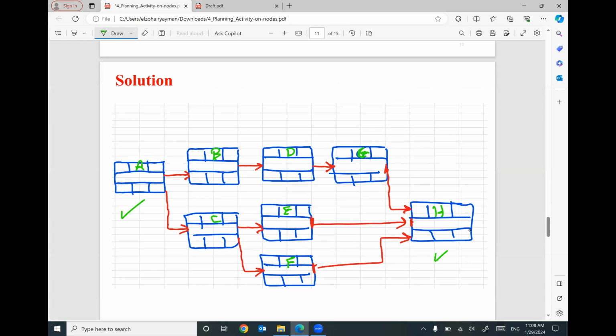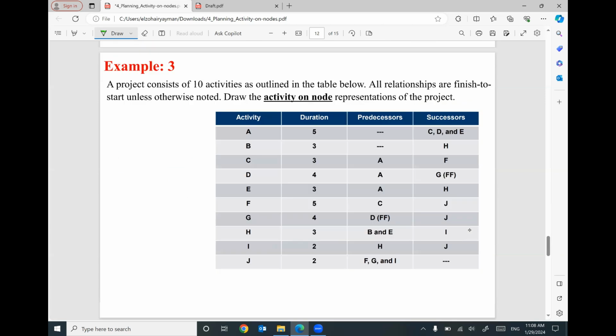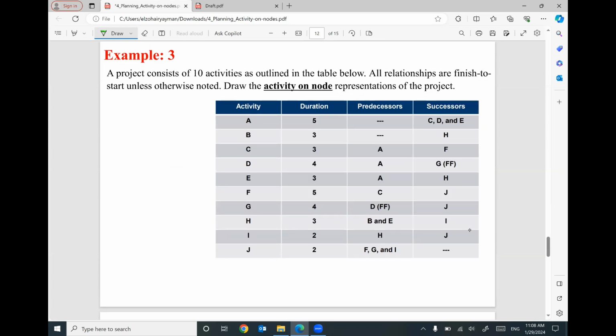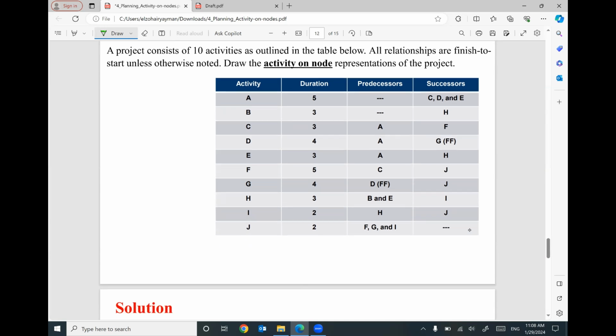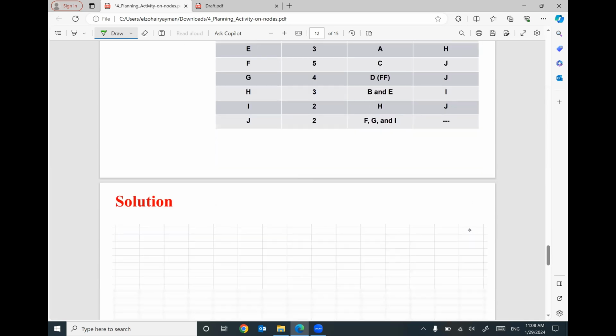That's fine. Okay. One more example. We have 10 activities, A, B, C, D until J. And the duration of each activity is given, and the predecessors and the successors for each activity are given. So let's start to construct this network activity on here. Looks like I will start with activity A. Activity A has no predecessor. Activity B also no predecessor, but activity A has a successor CDE. Activity B has a successor H. So I will start with A and B.